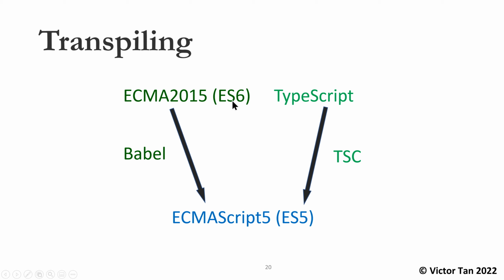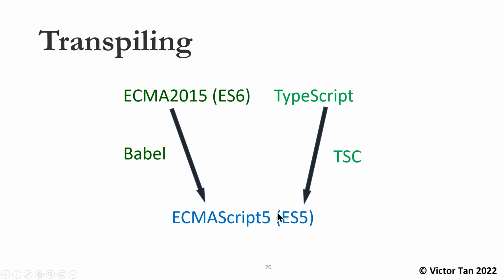So if you're writing pure JavaScript programs in ES6 or even ES7, ES8 or ES9, you will transpile them into ES5 using Babel. And if you are writing TypeScript programs, so for example in Angular, when you write all your Angular programs, they are going to be in TypeScript, you're going to use the TSC transpiler, which will transpile your TypeScript program into ES5.